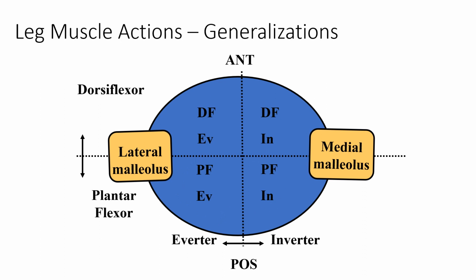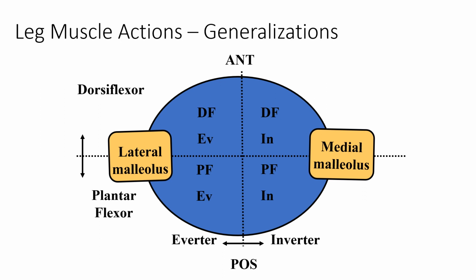So why is this important to make? Because if you can look at where the muscle tendons cross at this ankle joint, then you can figure out what the actions are for each of those muscles. So let's apply that with the muscles that we just learned.